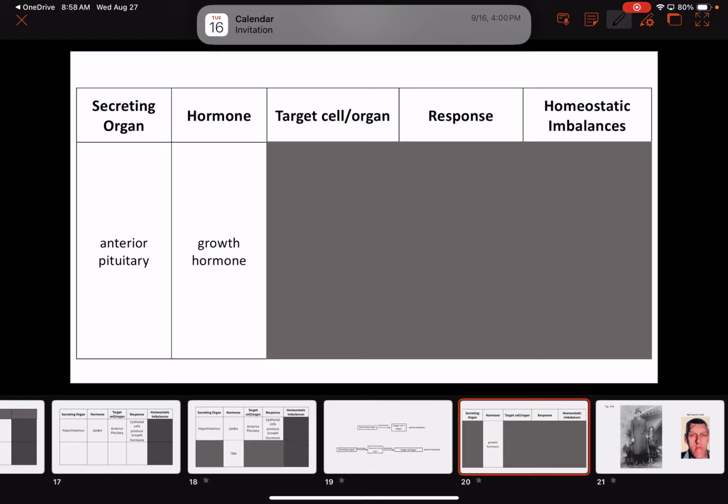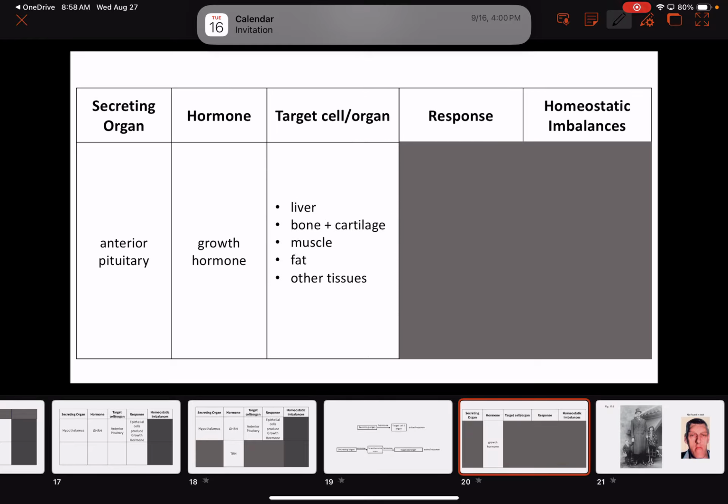It has many targets for growth hormone. It targets the liver. We'll talk about what it does there. It targets the bone and cartilage, targets the muscle, targets fat, also targets some other tissues, but you're going to focus on the first four.